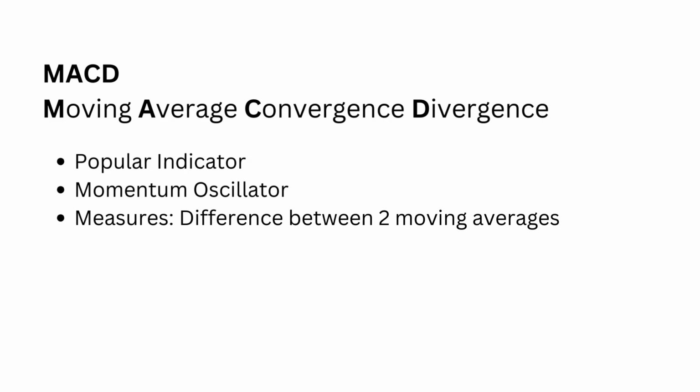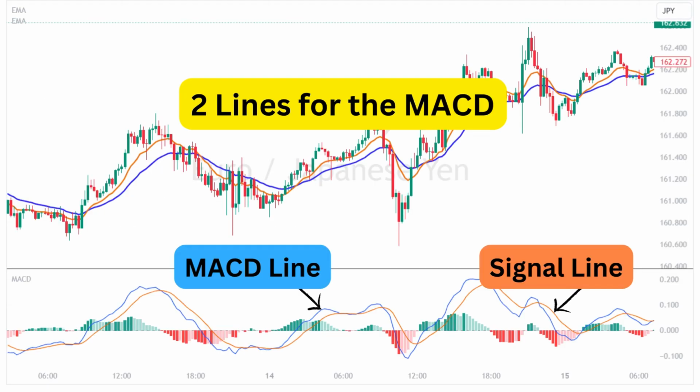The MACD stands for Moving Average Convergence Divergence. It is a standard indicator most traders are familiar with, but few know how to use effectively. As one of the most popular indicators, it is a momentum oscillator and it takes two moving averages and measures the difference between them. So there are two lines, the MACD line and the signal line. Now, it might look like a lot on the charts, but let's break down each line really quickly, and you'll see that this stuff is actually pretty simple.